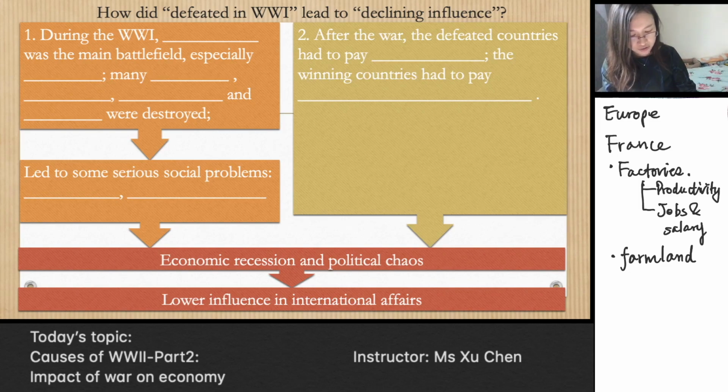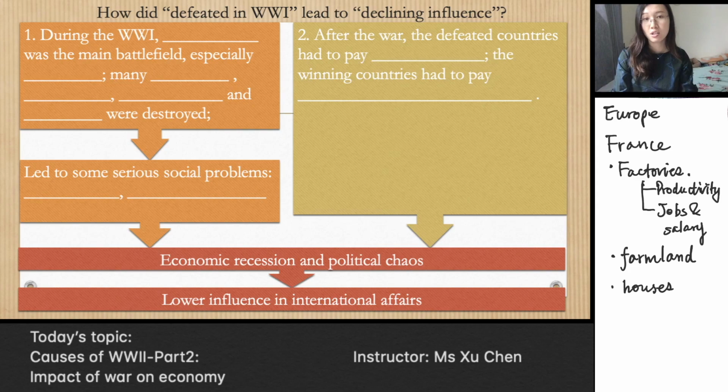And other than farmland, more importantly, houses. Why can houses be important? It's because this is the place where people live. Imagine if you're homeless, so there's nowhere you can go. At the same time, you lose your job, and you don't have food to eat. So what will you do? Just wander around the road and wait to die? Of course, some people will do something bad, right? They will rob for food because they have nothing to lose. So it can cause some very serious social problems.